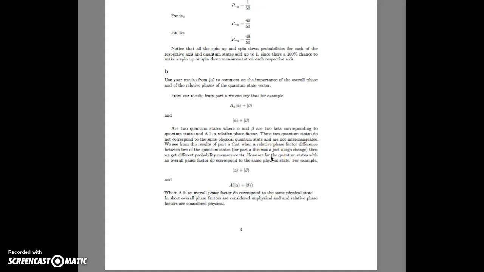However, for quantum states with an overall phase factor, they do end up corresponding to the same physical state. For example, if we look at these two quantum states where A is again an overall phase factor, these do correspond to the same physical state. In short, overall phase factors are considered unphysical and relative phase factors are considered physical.